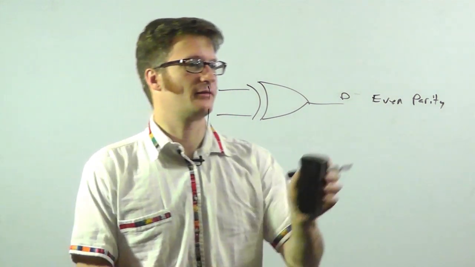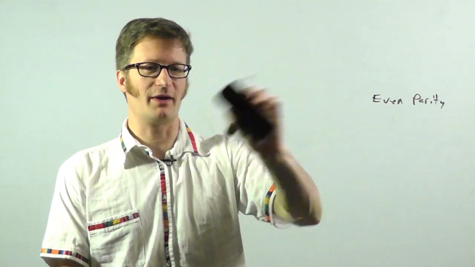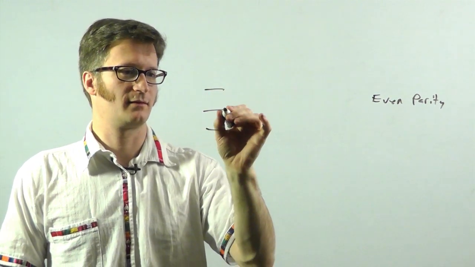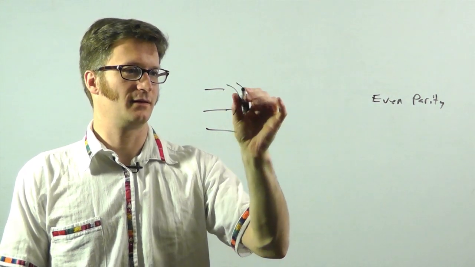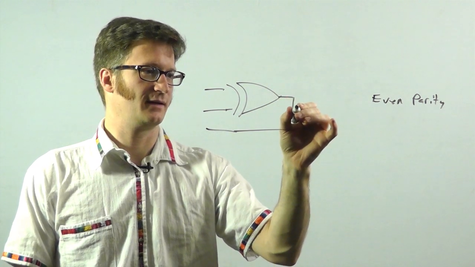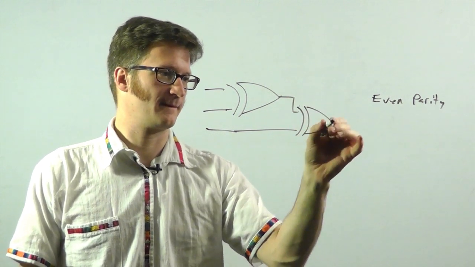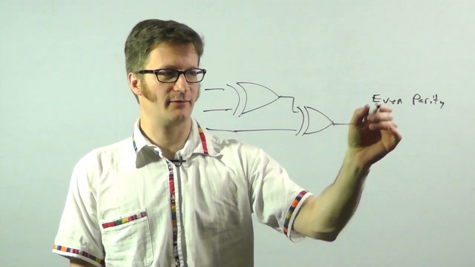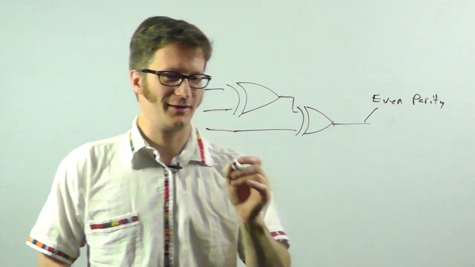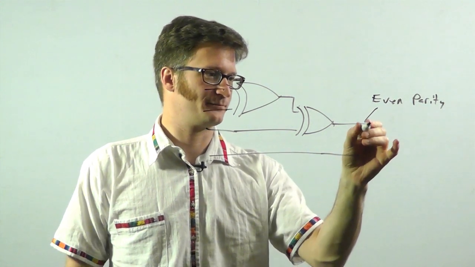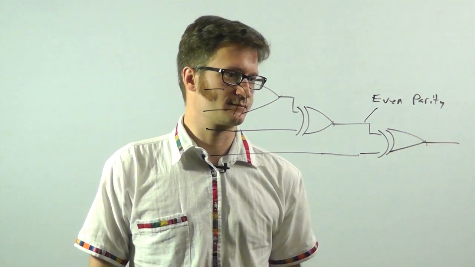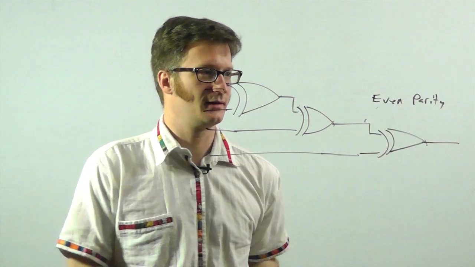Okay, what about if I want to expand this? Let's go to 3 bits. Well, it's still very simple. We just take it like this, and out you go. We have even parity coming out of here. If we want to go to 4 bits, we can just tack on another. And it's still even parity.